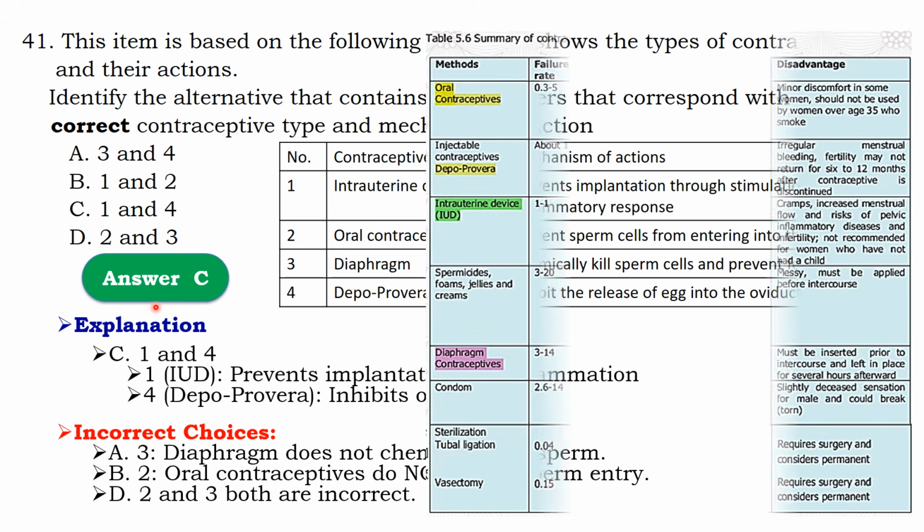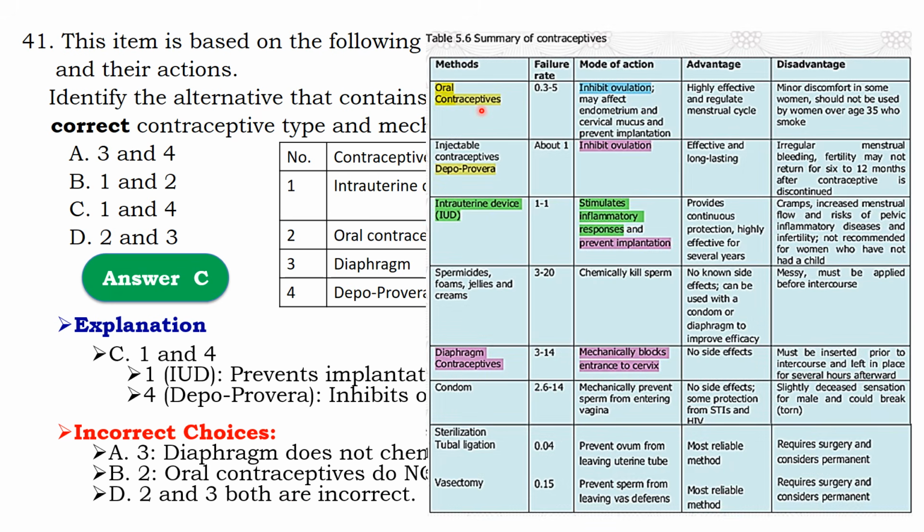So when you look at biology grade 11, oral contraceptive inhibits ovulation, Depo-Provera also inhibits ovulation, and the intrauterine device stimulates inflammatory response and prevents implantation, which is the correct one. And the diaphragm is a contraceptive method that mechanically blocks the entrance of sperm into the cervix, so it does not chemically kill sperm cells. So the correct ones are Depo-Provera and intrauterine device, so the answer should be C.